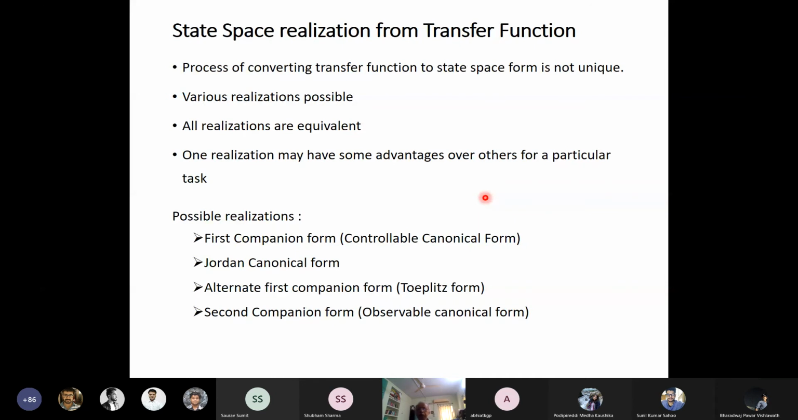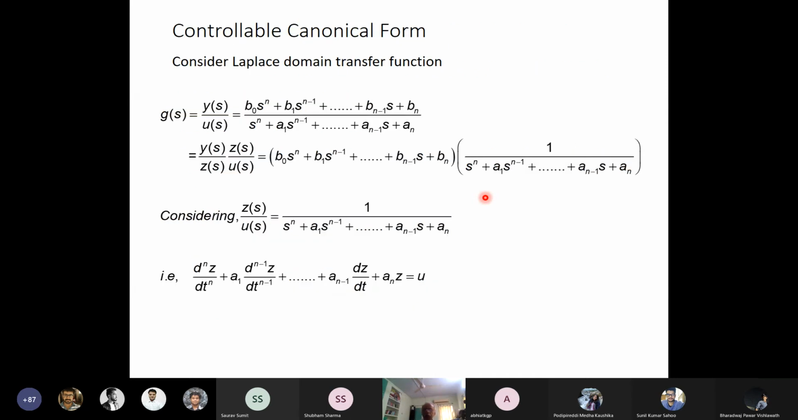So normally these four types of realizations are used. I will not say these are the only possibilities, there are many, but these four types of realizations are normally used. So let us start with the first companion form or the controllable canonical form.